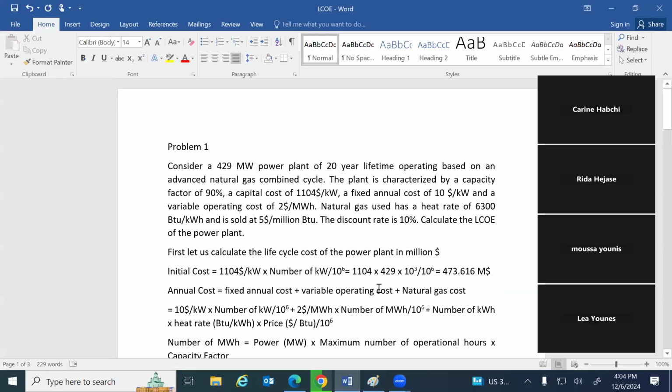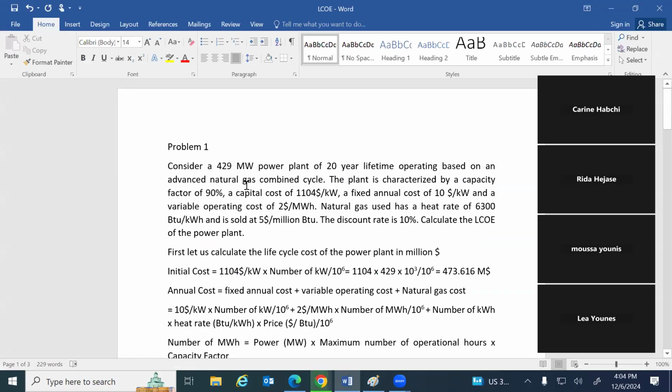So we'll start today with problems on LCOE and de-risking. To start with, we have the following. Consider a 429 megawatt power plant of 20-year lifetime operating based on an advanced natural gas combined cycle.